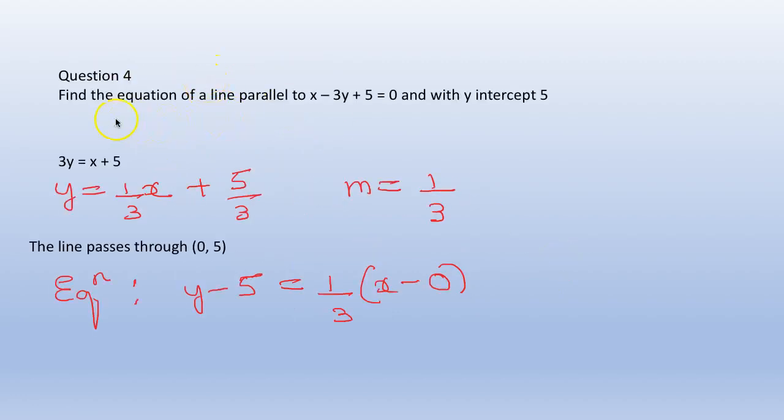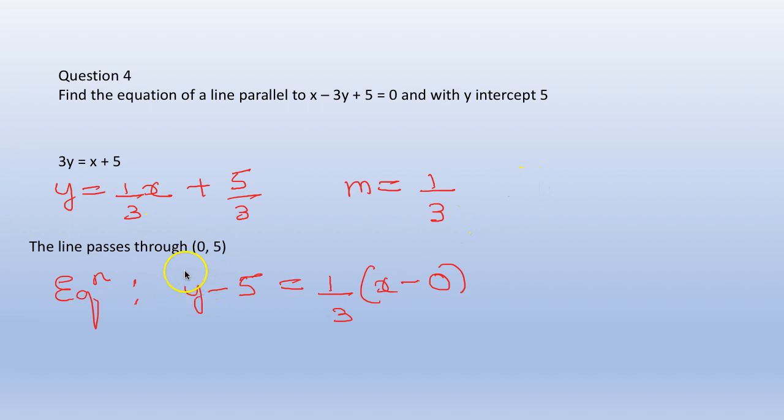Question 4. Find the equation of a line parallel to x minus 3y plus 5 equal to 0 and with y-intercept 5. So 3y equal to x plus 5, converting it to the form y equal to mx plus c, you get y equal to 1 by 3x plus 5 by 3. So your slope is 1 by 3 and the line passes through 0, 5.